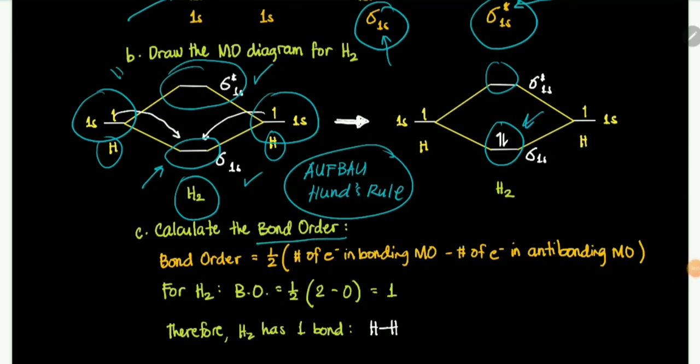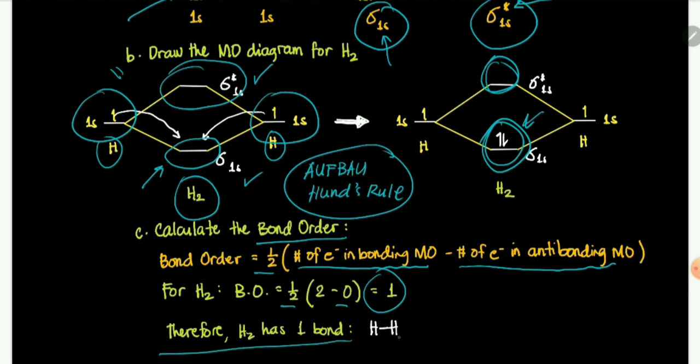So the formula for the bond order is 1/2 times the number of electrons in the bonding molecular orbital minus the number of electrons in the antibonding molecular orbital. So for hydrogen, we have 1/2 times 2 electrons in the bonding molecular orbital minus 0 dun sa ating antibonding molecular orbital. We have 1 for the bond order. So therefore, hydrogen has 1 bond. Kaya ganito yung Lewis structure ng ating hydrogen.